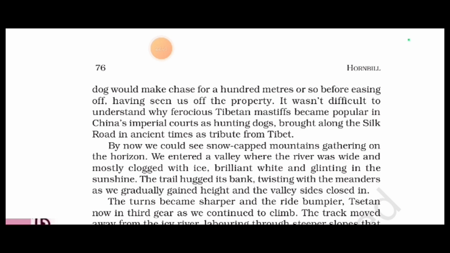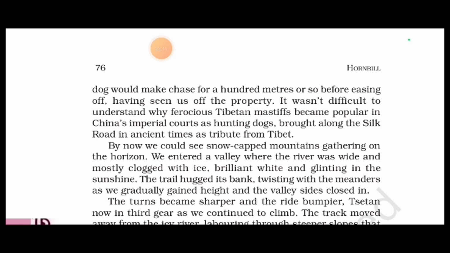It wasn't difficult to understand why the ferocious Tibetan Mastiff became popular in China's imperial courts as hunting dogs. Now we understood, says the writer, why these dogs were popular among the rulers of China. Chinese rulers used to use these dogs during hunting, brought along the Silk Road in ancient times as tribute from Tibet. Now they used to be brought to China from Tibet through the Silk Road.